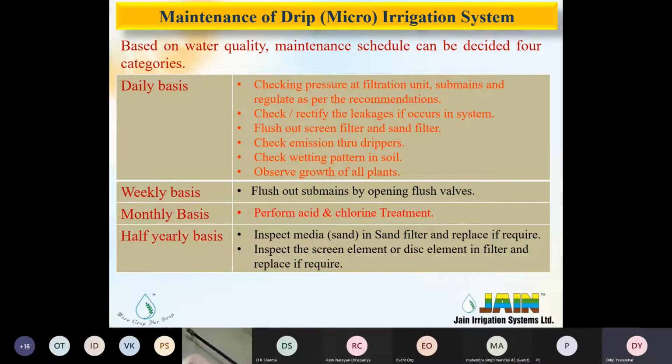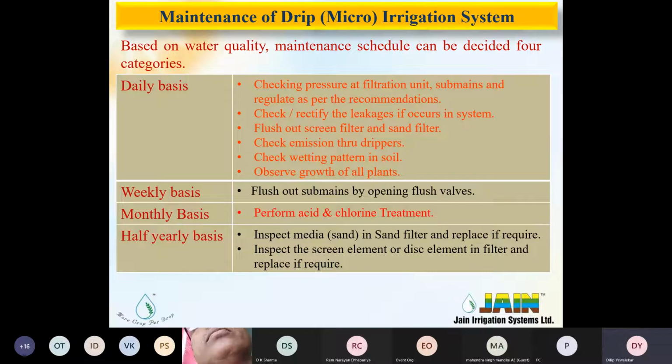Check and rectify the leakages if they occur. You can easily find this out if there is a sudden pressure difference at the filtration system or at the submain. Then it is an indication that there may be some leakages in the system, and rectify the leakages. Then flush out the screen filter and sand filter. Check the emission through the dripper, how much water is coming out from the dripper. Check the wetting pattern in the soil.